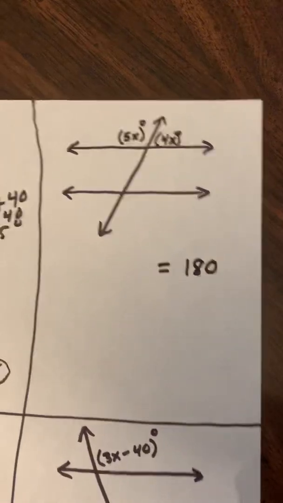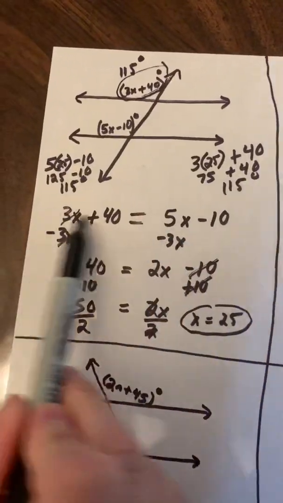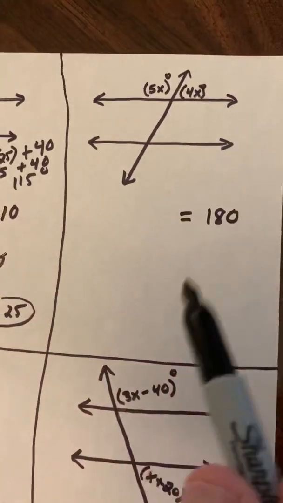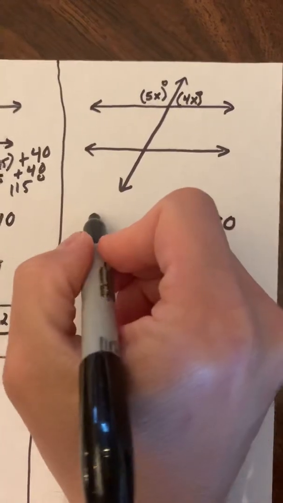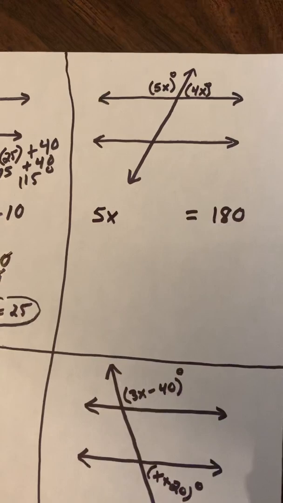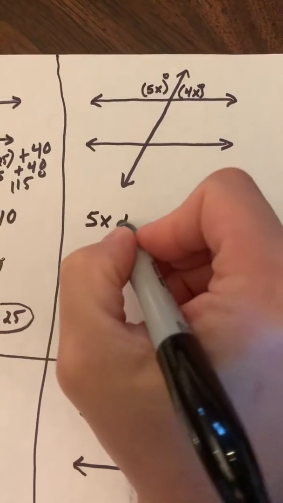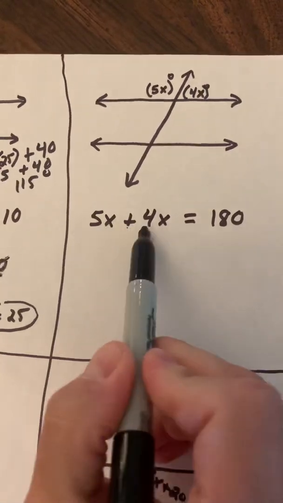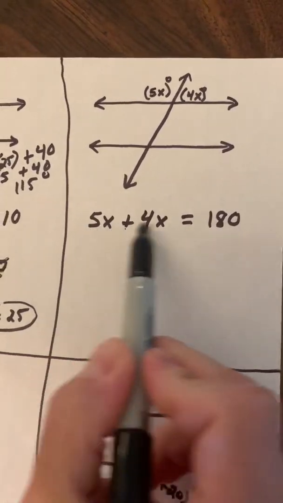Okay, so our equation is not going to look the same as the one we did here, where these two were equal to each other. These two are not equal to each other. They have a sum of 180. So this is going to be an easy one. I have 5x, which is one of the angles, plus the second angle was 4x. They have a sum of 180. And here's the equation we're going to solve.